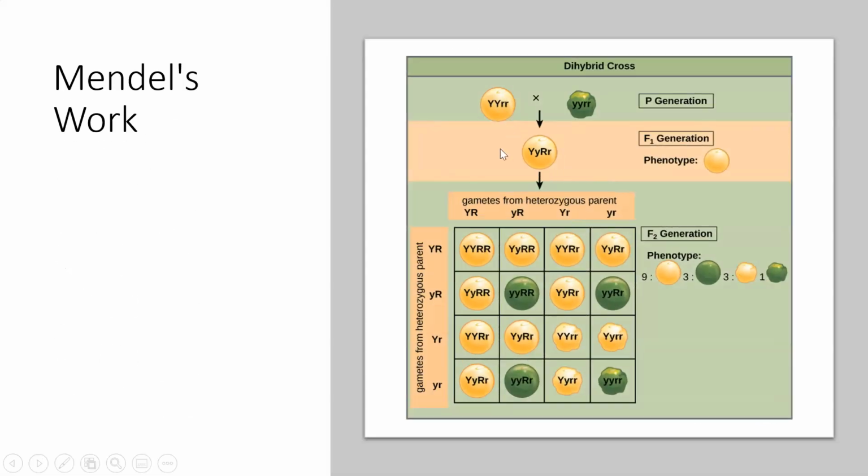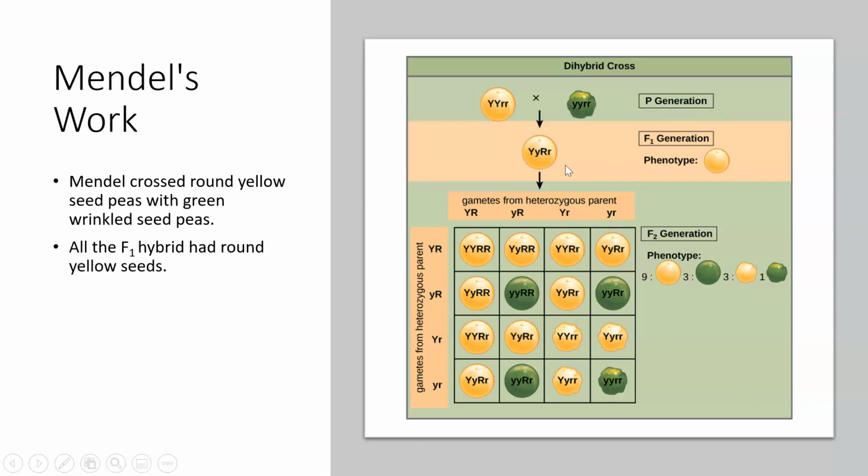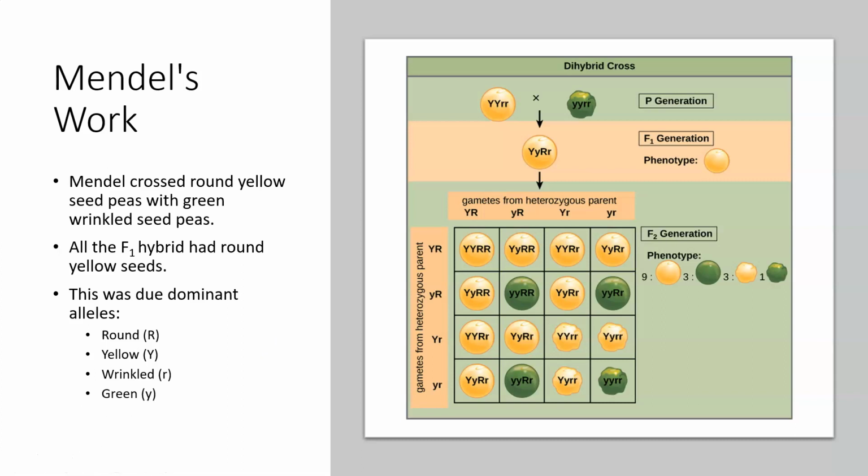Now, Mendel had a look at things like this, and he started sussing some of this stuff out, because he looked at round yellow seed peas. There you go, round and yellow, crossing with a wrinkly green seed peas. So that was his parent generation there. All of the F1s had round yellow seeds. This was due to dominant alleles. So we're saying that round is dominant, we're saying that yellow is dominant, in which case wrinkled is recessive and green is recessive.